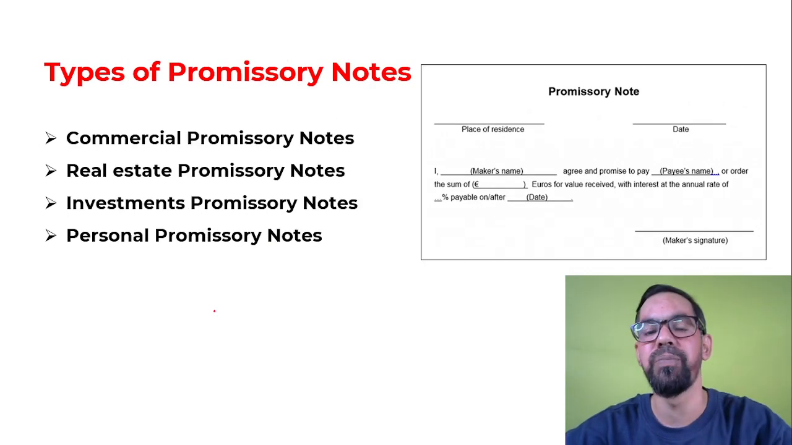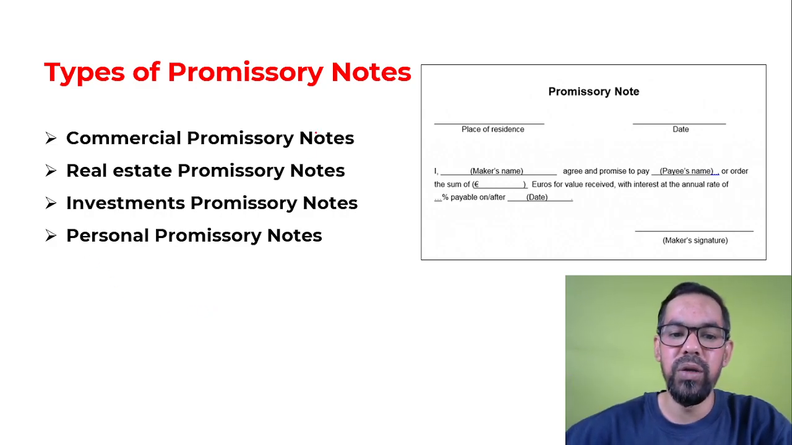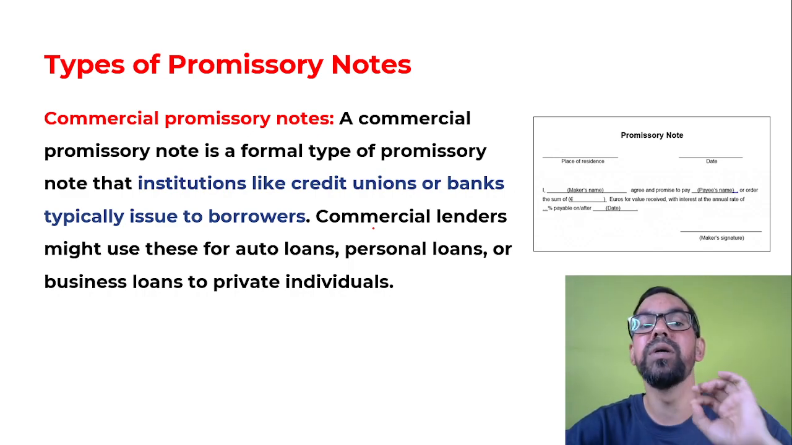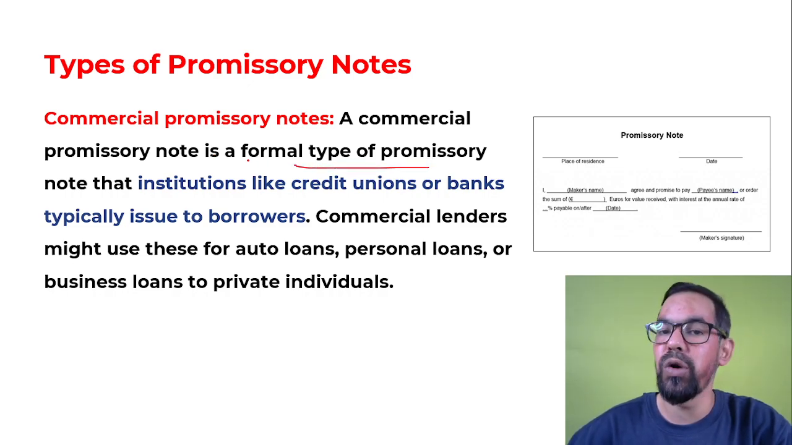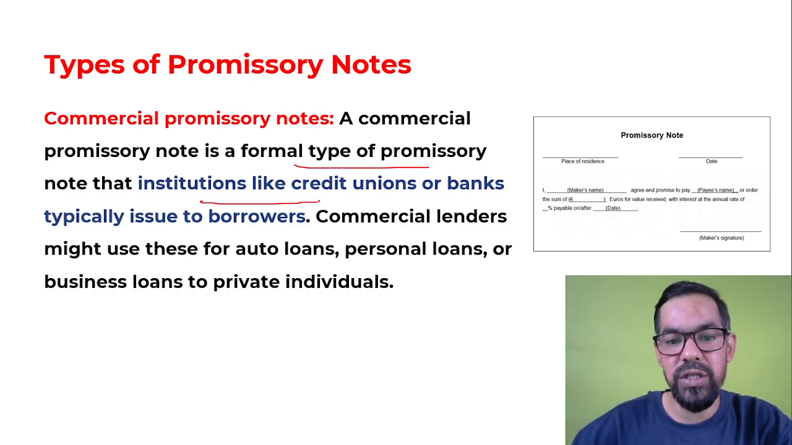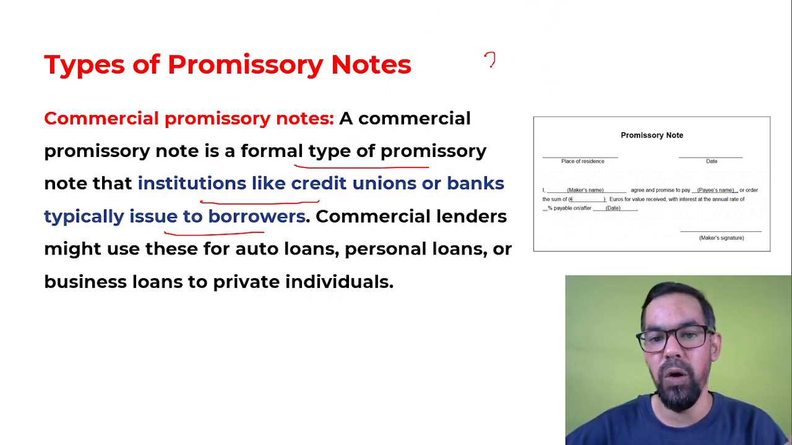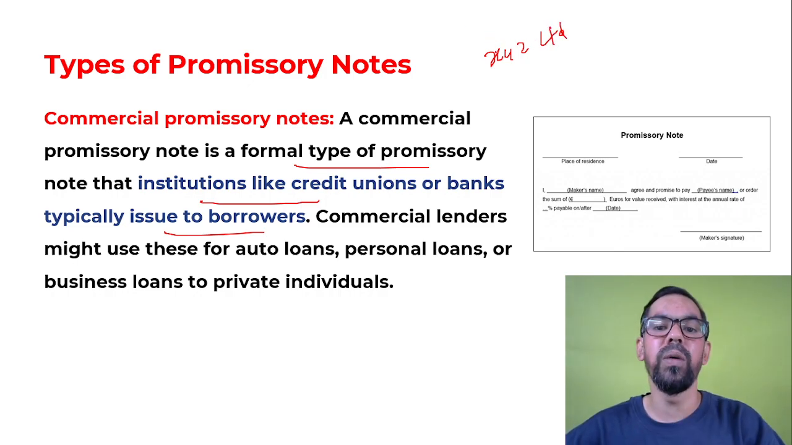Now we'll talk about the different type of promissory note which basically use. So most probably we use a commercial promissory note. So apart from this, we have real estate, we have investment, we have personal promissory note. So we will start with the commercial promissory note. So a commercial promissory note is a formal type of promissory note that institutions like credit unions or bank typically issue to the borrowers. So let's say in our case, XYZ is borrower. Okay, XYZ is a purchaser. So XYZ Limited, he is a buyer, he is a borrower, he is a purchaser.